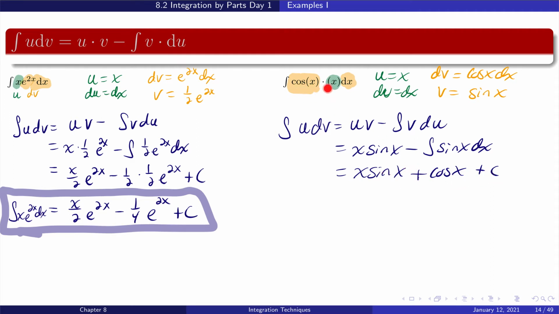So what I want you to notice is when you have two functions, if you can get rid of one function by letting it equal u so that the derivative makes it disappear, in the integration by parts formula right here, you only have one function, which we should be able to do.